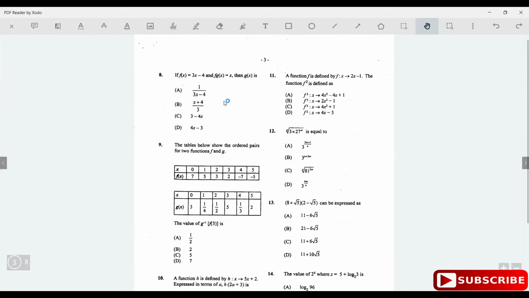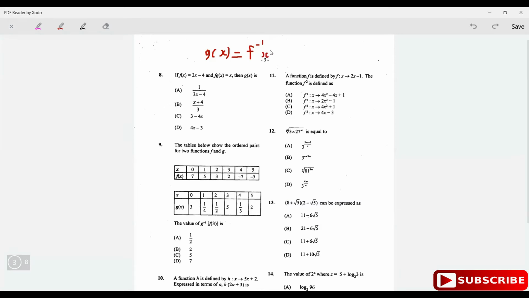Moving right along, it tells us that f of x is equal to 3x minus 4, and f g of x is equal to x. Now listen, if f g of x is equal to x, then what they're telling you is g of x is equal to f inverse of x. g of x has to be equal to f inverse of x. That's what they're telling you.